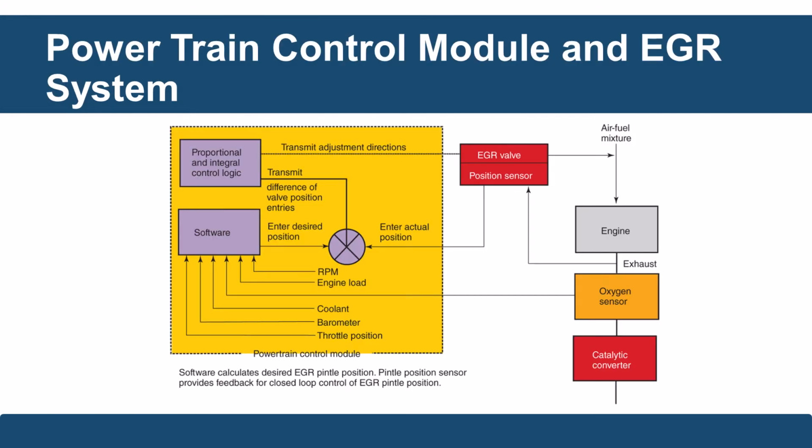Now, the powertrain control module and the EGR system are integral. They're looking at the oxygen sensor on the vehicle. They're looking at what's coming out of the catalyst and what is the position, right? The position sensor. And then based on this information, it can calculate how much EGR we can use. Typically, EGR is introduced when we're coming off of the throttle, decelerating.